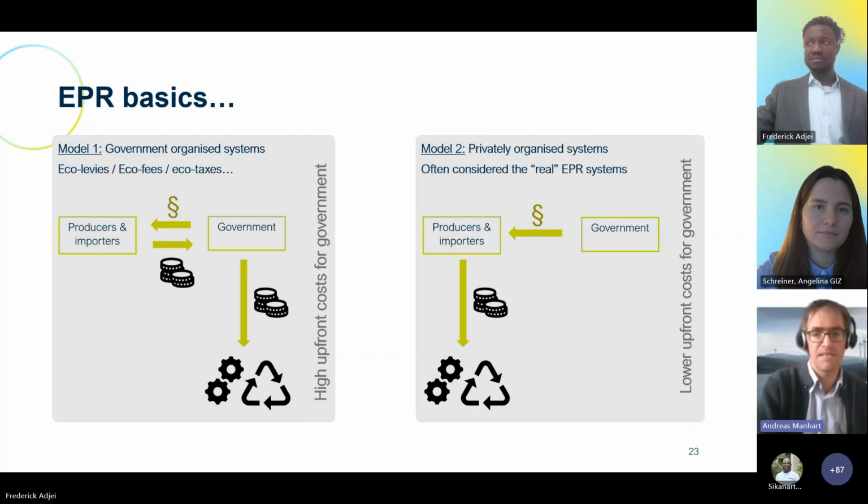I think this is also a message we wanted to transmit today. Nevertheless, be aware that EPR is not the silver bullet for everything. Waste reduction targets, for example, have so far not been successfully achieved with EPR measures.